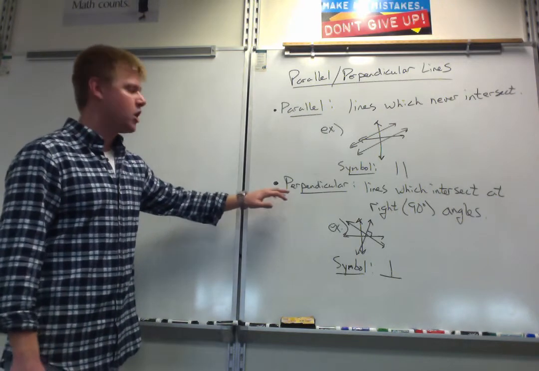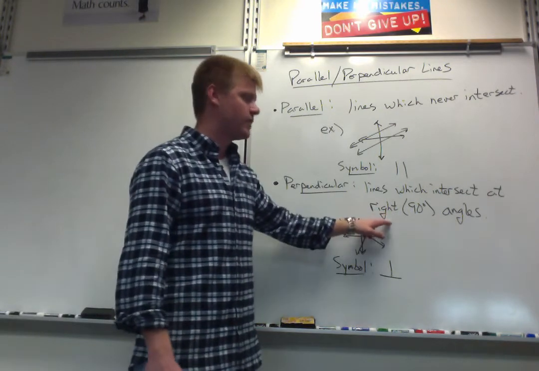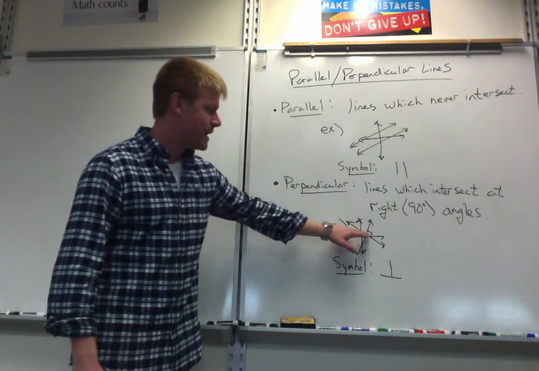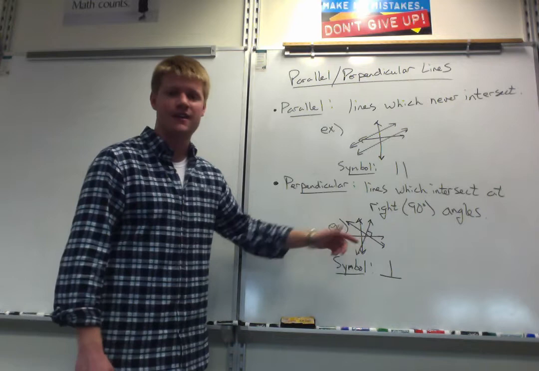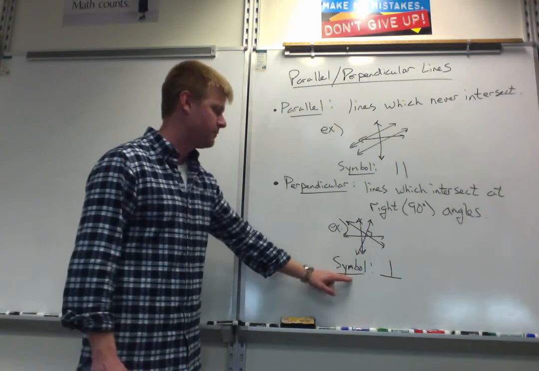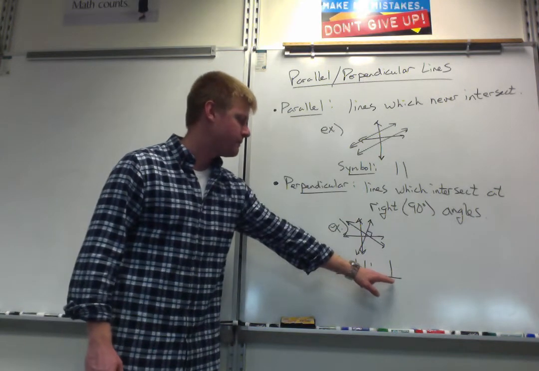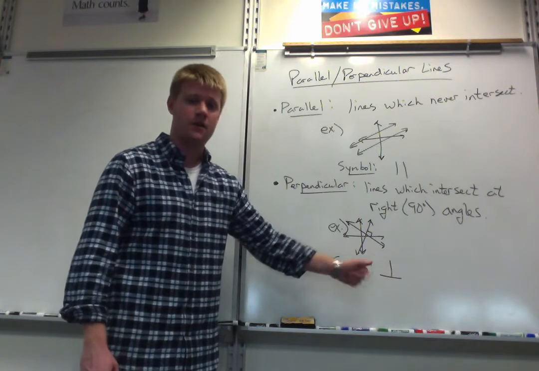Perpendicular lines are lines which intersect at right angles. So you can see a little box here. If I have two lines on a graph, that means that they are intersecting at a 90-degree angle. And again, the symbol for that is kind of an upside-down T.